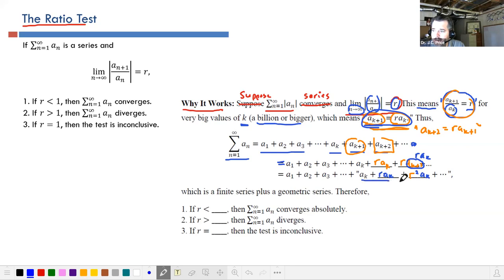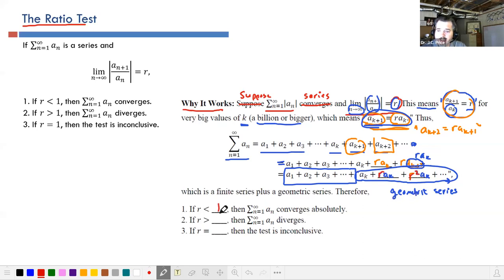Now you can kind of see what's going to happen. This pattern is going to continue on forever. So right here, what is this end part? This is just a geometric series. So basically what you have here is a finite series up to this point, because it stops there at A sub K minus 1, and then you have a geometric series on the end. So if you take a finite series and add a geometric series to it, you can actually say when it's going to converge or diverge given the value of R. So whatever R is, it'll tell you when it converges or diverges.